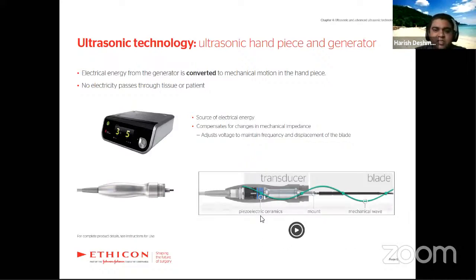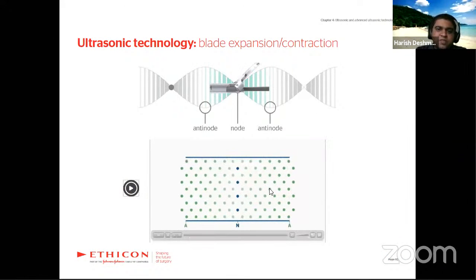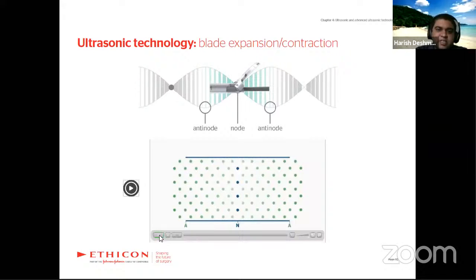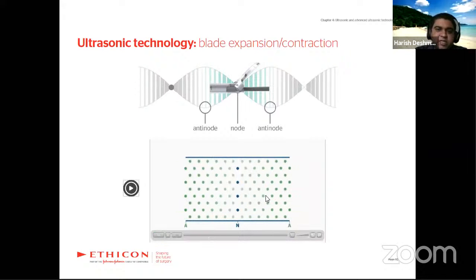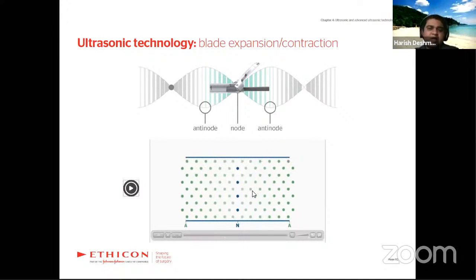What actually happens is there are piezoelectric ceramics in the transducer. This vibrates at a very high frequency, because of which ultrasound waves are formed, which helps in movement of the blade. So this is how the movement happens. What you are seeing on the screen now is compression and relaxation of the metal.